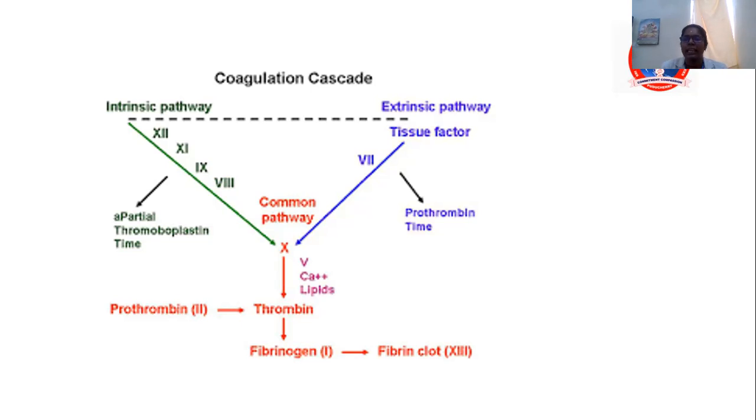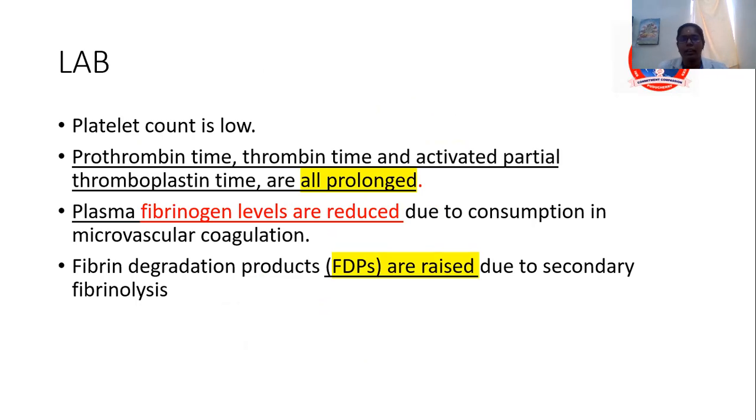To find out any abnormality in the extrinsic and intrinsic pathways, we follow these tests: the extrinsic pathway by the prothrombin time, the intrinsic pathway by the activated partial thromboplastin time, and for the common pathway you can go for the thrombin time. Right, with this basic idea about the coagulation pathway, we'll move on to the laboratory diagnosis: how we are going to interpret DIC.